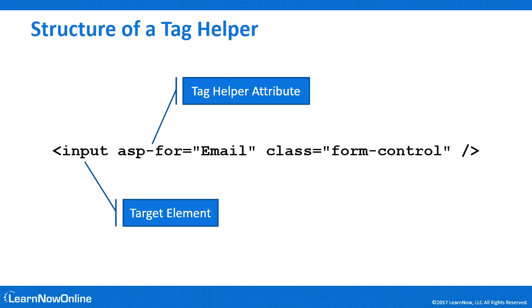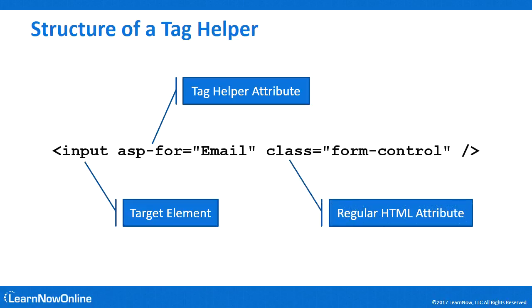And very specifically, the value here is an attribute of the ModelExpression type. That's a type within views that handles the mapping to the view's model. It's really a pretty slick system. Okay, and then an element targeted by a tag helper can also contain any other valid HTML attributes. Here, for example, the class attribute, which are then passed right through to the HTML rendered by the browser.